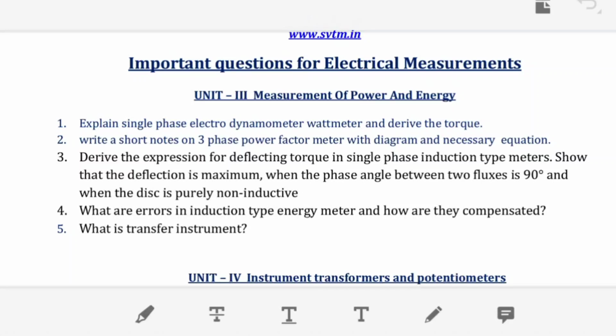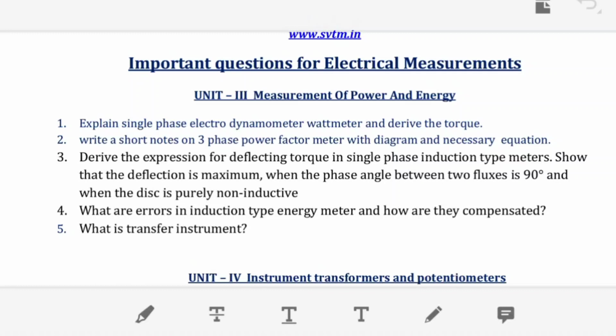What are the errors in induction type energy meter? How they are compensated? What is transfer instrument? It is a very important topic. Define transfer instrument, or what do you know about transfer instrument?